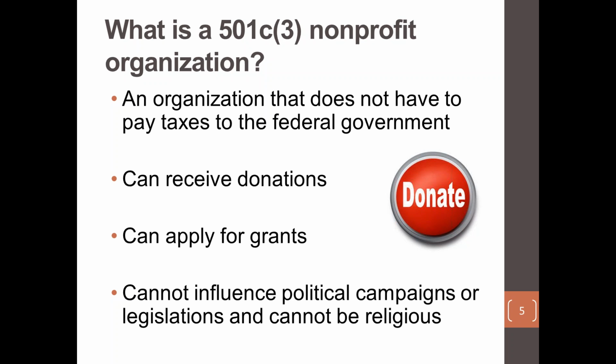You also cannot be religious in the sense that you can't say that one religion is more important than others, because then that also takes you away from the 501c3 organization. You can be a church or be a religious group, but you can't favor one religion over another.